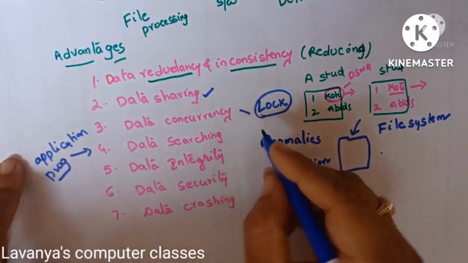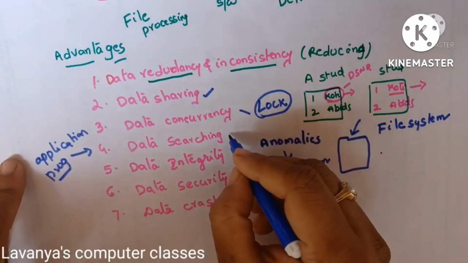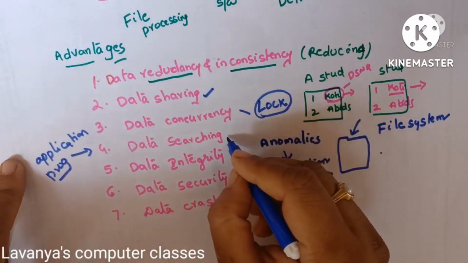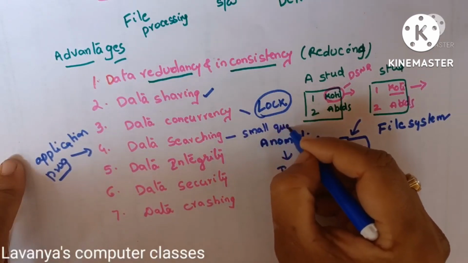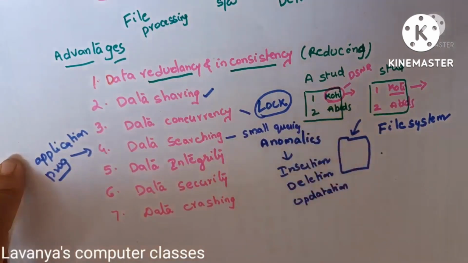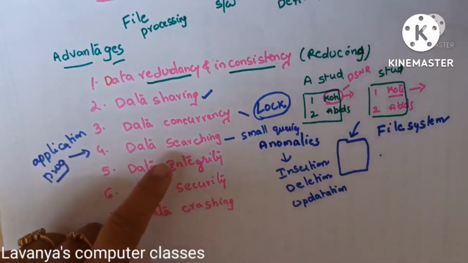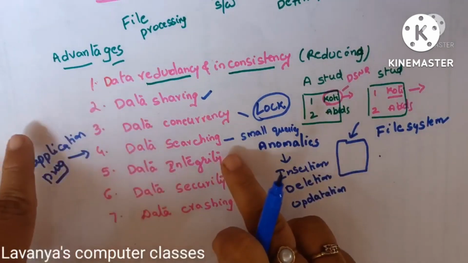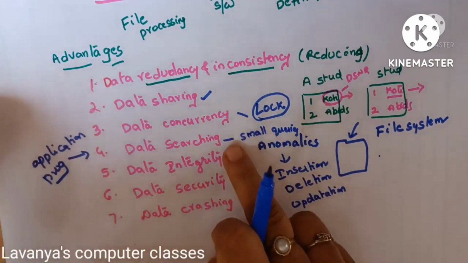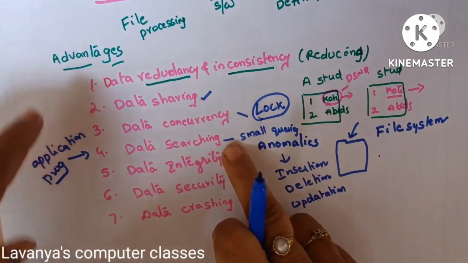That is one disadvantage. But in DBMS, inbuilt functions are developed using small queries. Just write small queries, and using those queries it is possible to search the information. Very quickly we get the information compared to file systems. So that is also one advantage of DBMS.